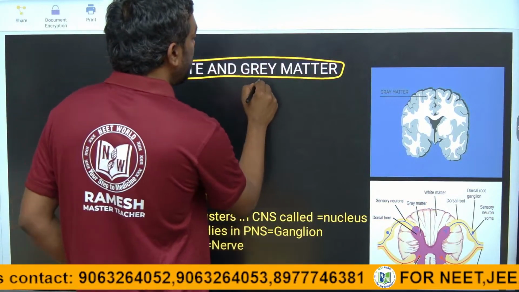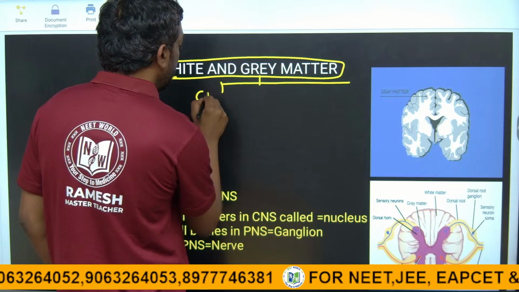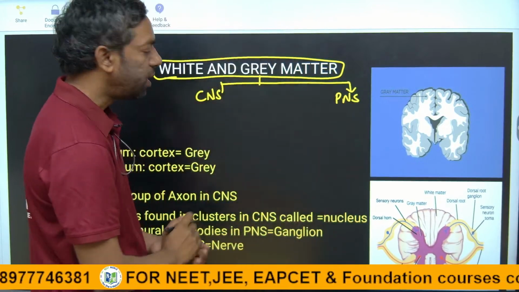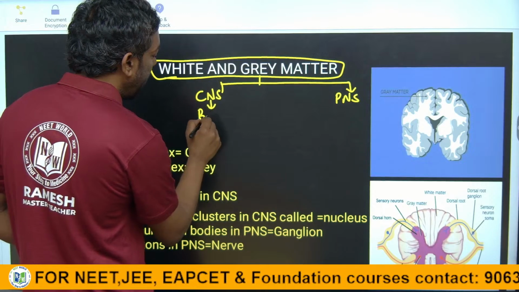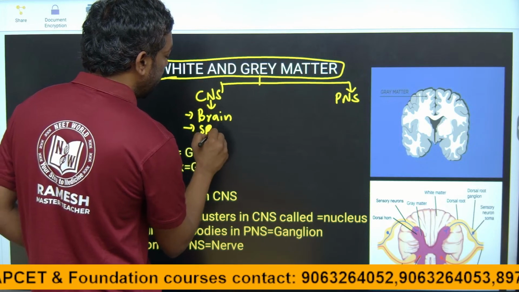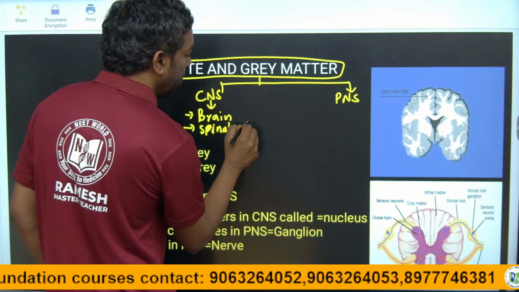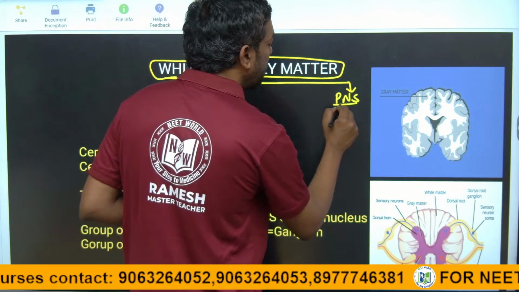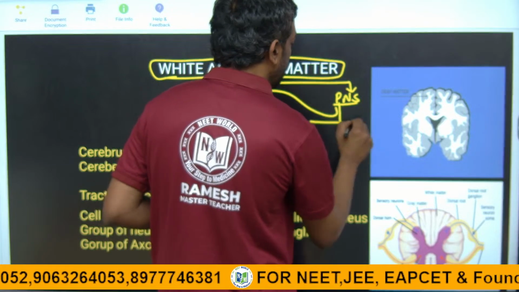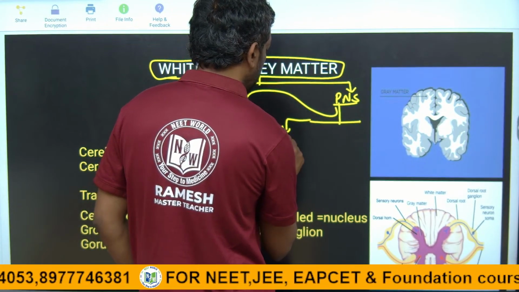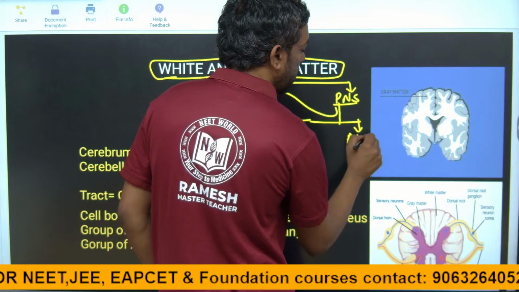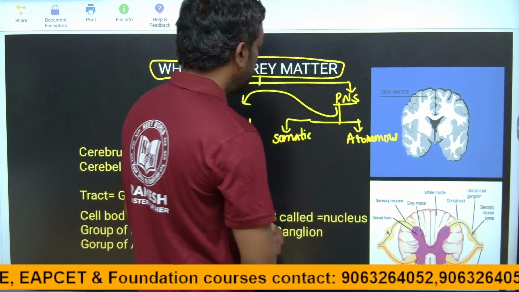The nervous system has two types: the central nervous system (CNS) and the peripheral nervous system (PNS). The central nervous system has two parts: the brain and the spinal cord. The peripheral nervous system, which is connected to the central nervous system, has the somatic nervous system and the autonomous nervous system.